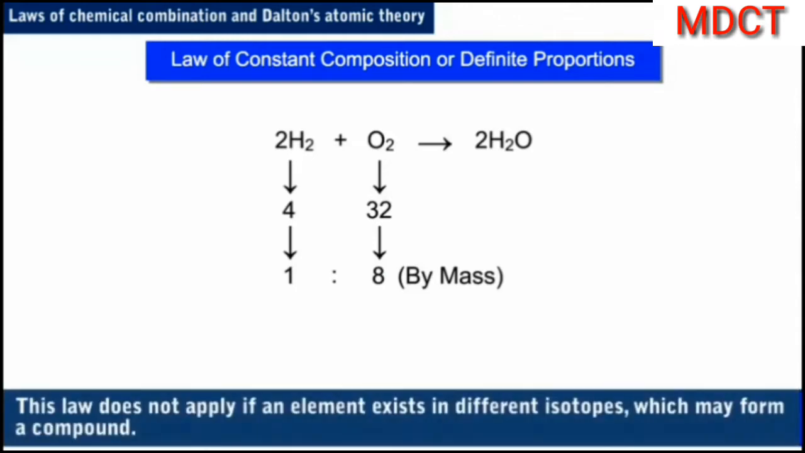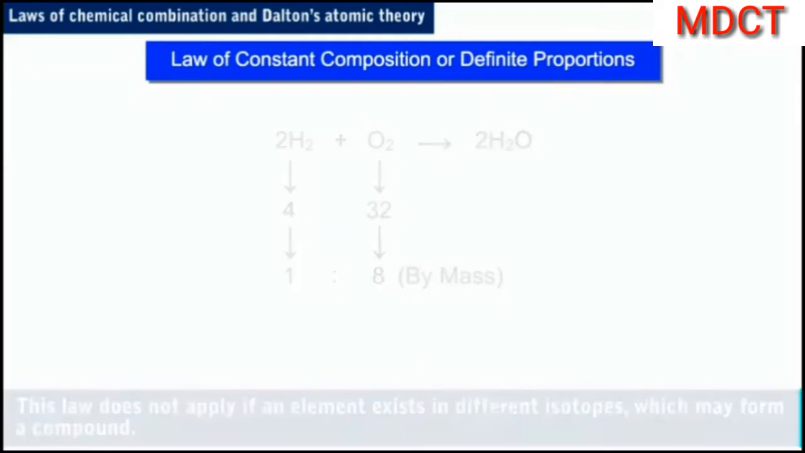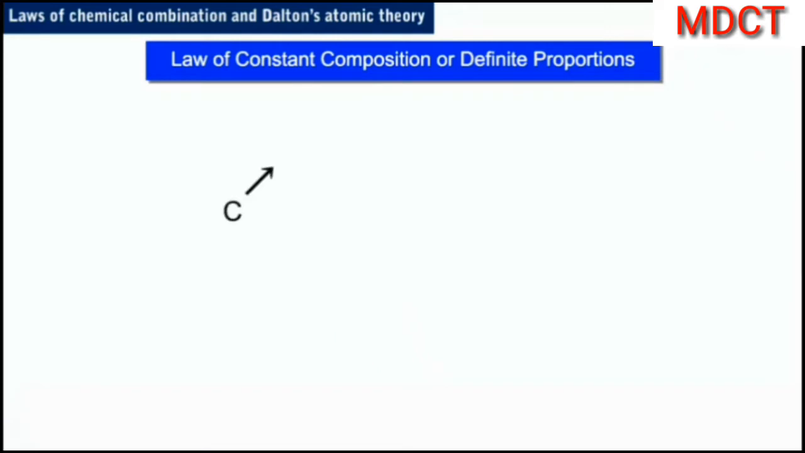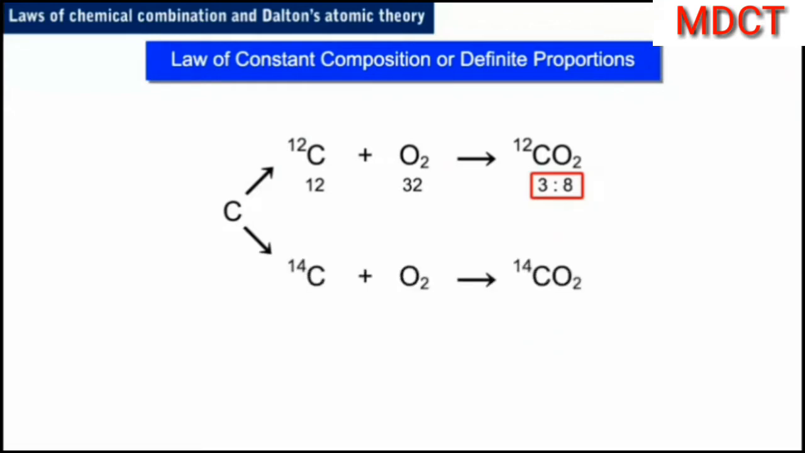However, this law does not apply if an element exists in different isotopes, which may form a compound. For example, if a carbon-12 isotope combines with oxygen to form carbon dioxide, the ratio of carbon to oxygen is 3:8. But if a carbon-14 isotope combines with oxygen, then the ratio of carbon to oxygen is 7:16.